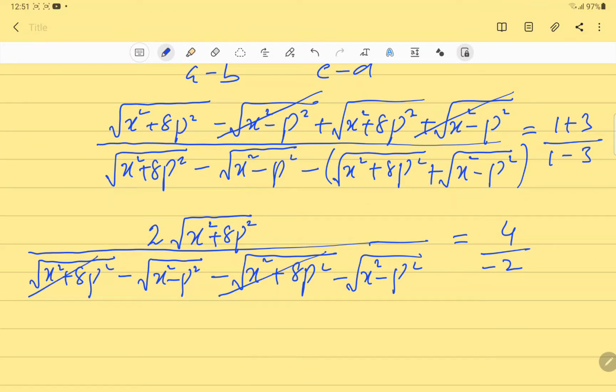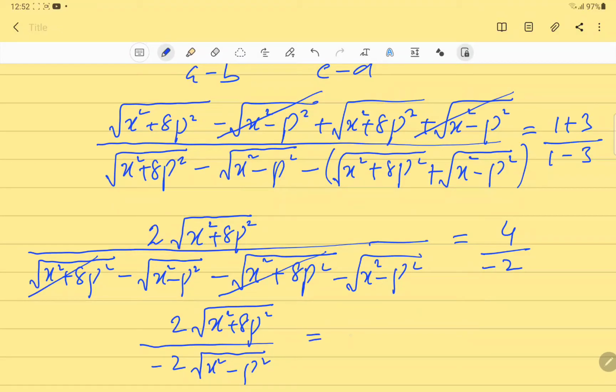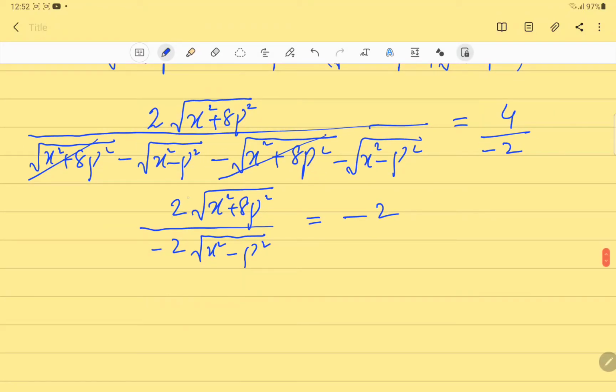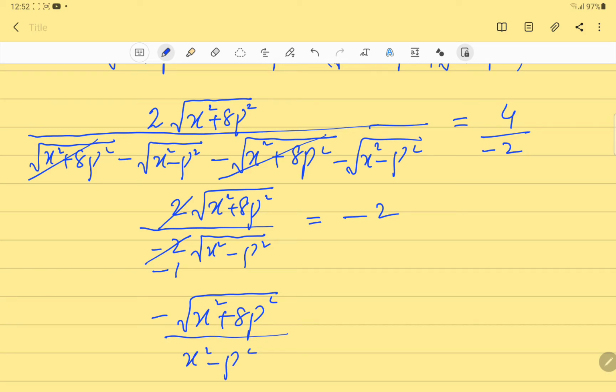This cancels with this and we will have 2 into x squared plus 8p squared over minus 2 into x squared minus p squared is equal to 4 over minus 2 is equal to minus 2. On the left side this 2 will cancel with minus 2 and we will be left with minus 1. So we are left with minus square root of x squared plus 8p squared over square root of x squared minus p squared is equal to minus 2.